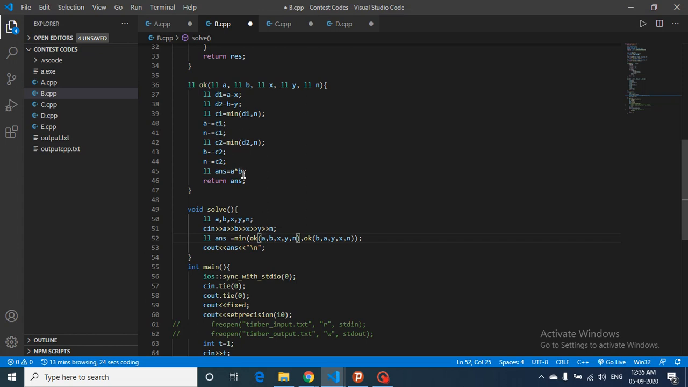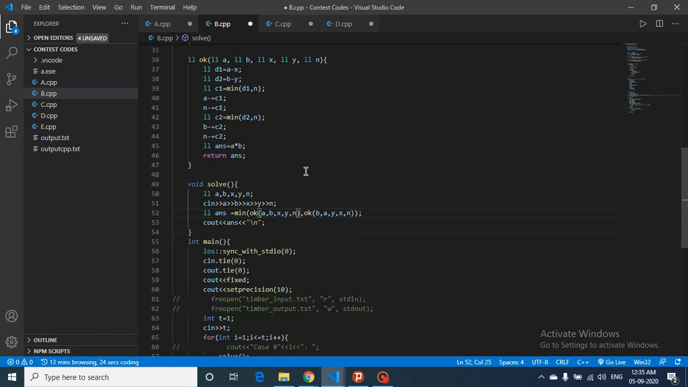After doing all these steps, I find the answer, which is the product of a and b, and return the answer. You will do the same thing for the reversed call, because in this I have first taken the pair a and then the pair b, but because I have reversed it, I will take the pair b and then a. So that's the whole logic for the second question.